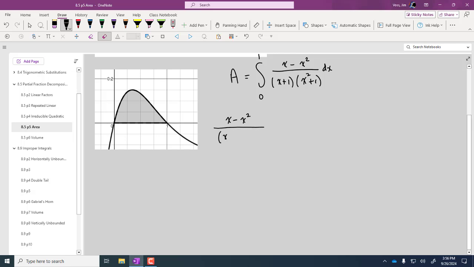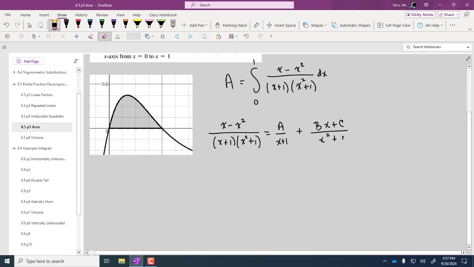This is our first step, is that we take our integrand, and we're going to write it as A over x plus 1. That's the linear one. And then for a quadratic, it's always going to be a linear up in the numerator. All right, so see if you can solve that one then.